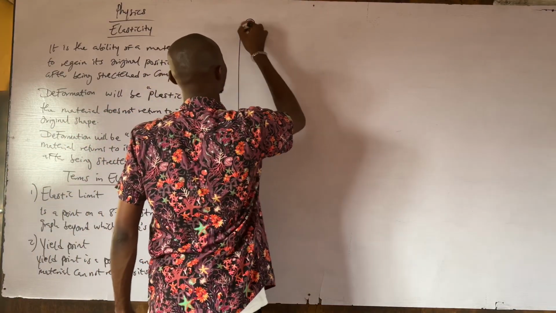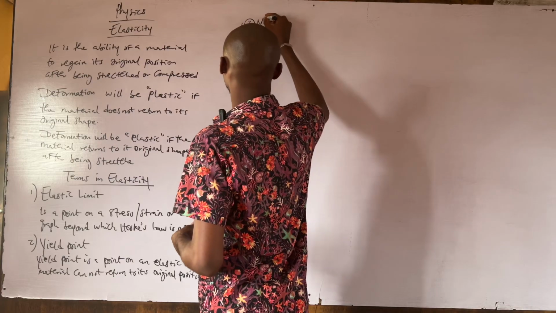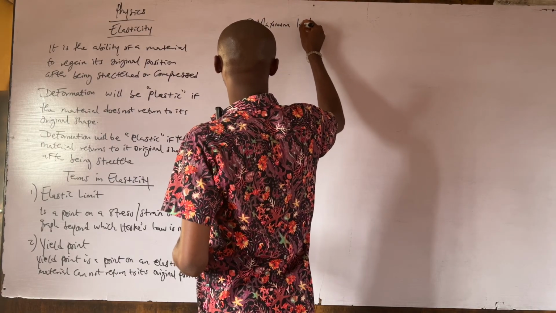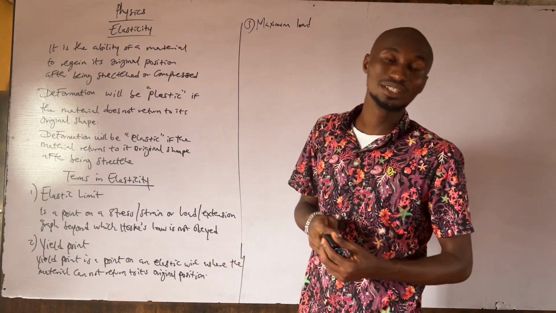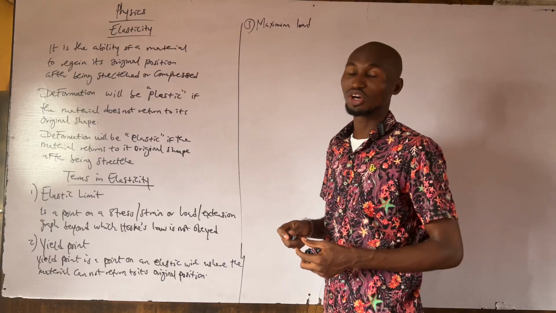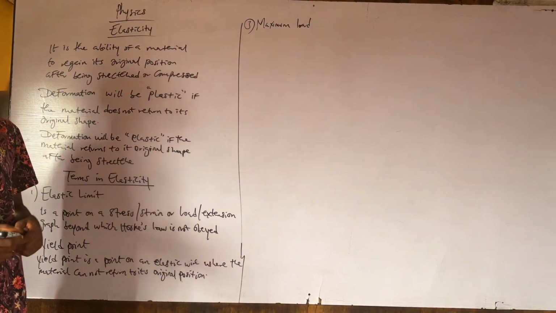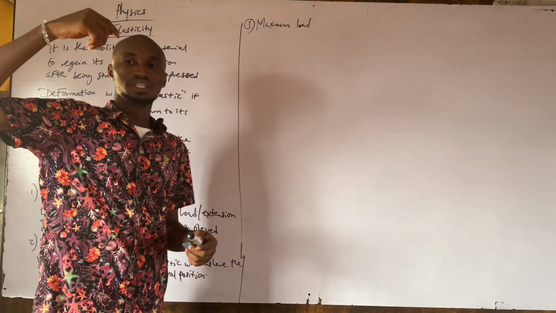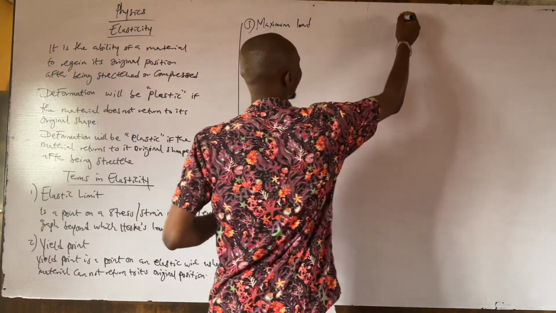Now again, number 3 is maximum load. Maximum load is when a load is placed on a wire so that it cannot stretch any further increase. You understand now? Maximum load.